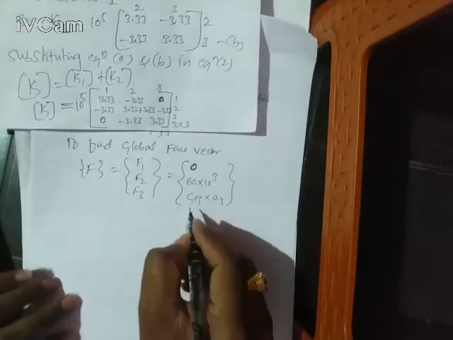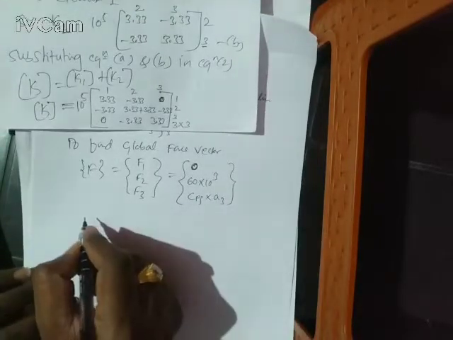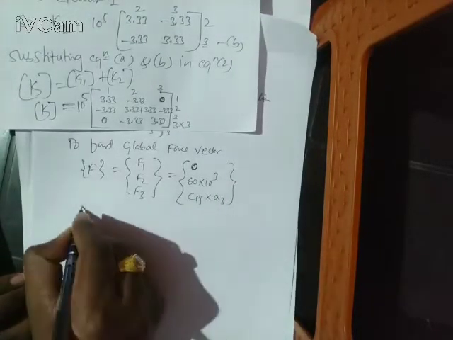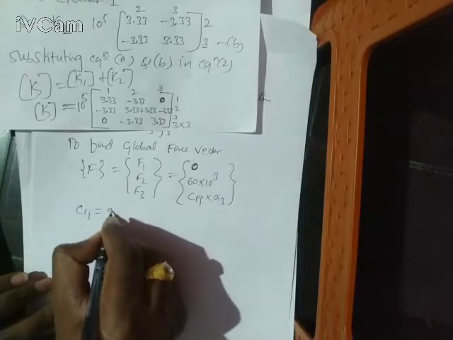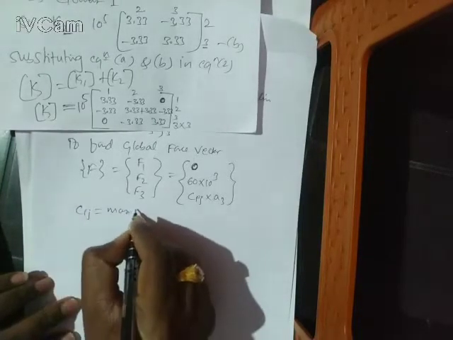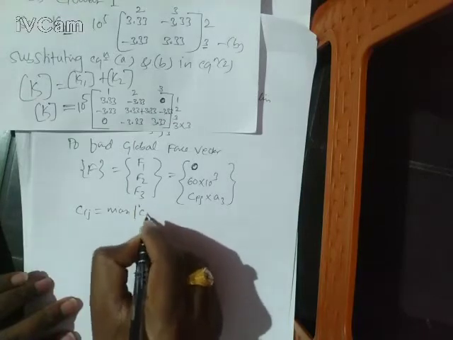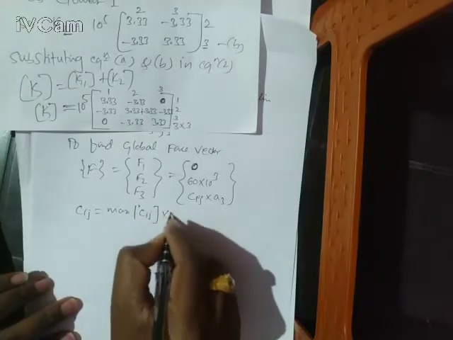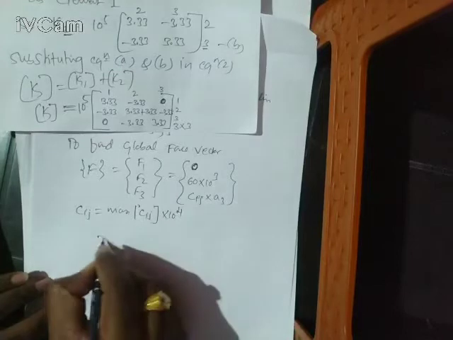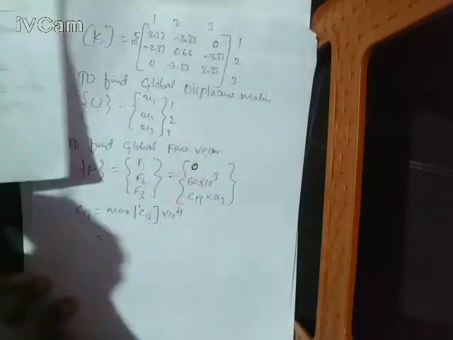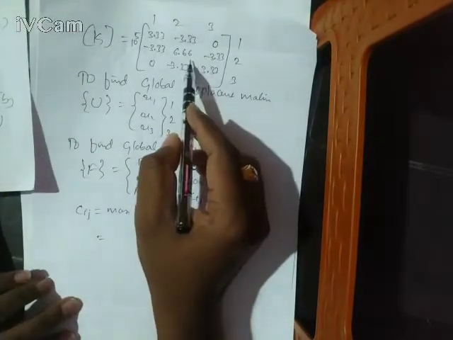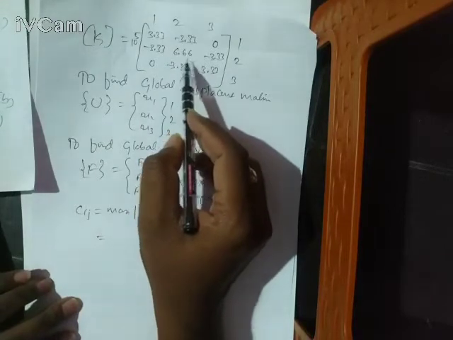And F3 is Cij into A3. Cij into 3. So what is this Cij? See here friends, Cij means maximum of Cij into 10 to the power 4. So maximum of Cij means what? In this matrix, what is the maximum value?